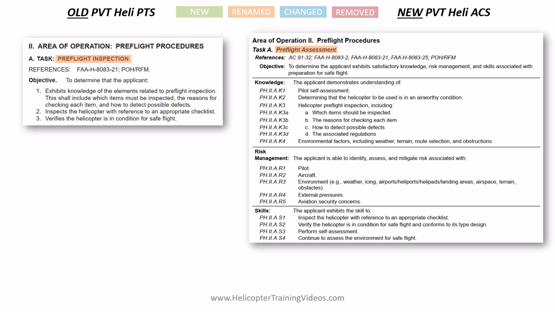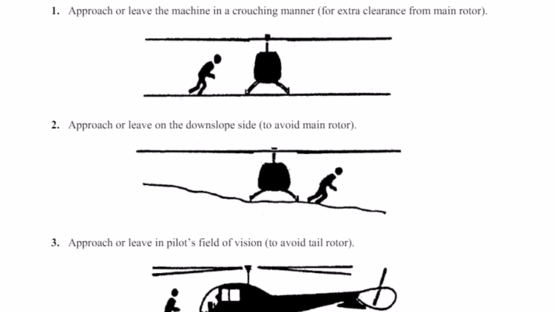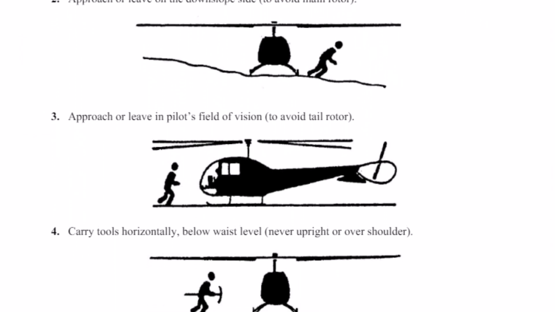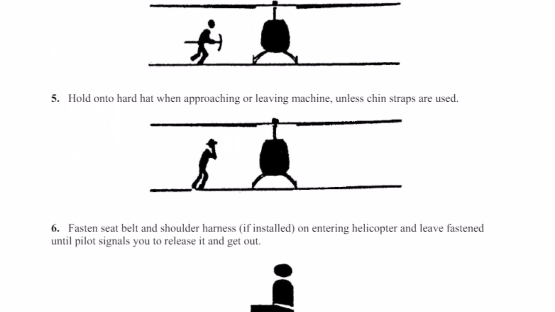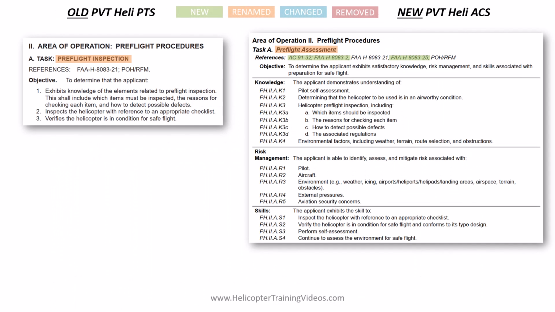First of all, let's have a look at the references. You can see there's a new reference added, AC 91-32. This is Safety In and Around Helicopters. Great resource. I'm not sure it fits so well here with any of the elements within this task. I think it would be better for flight deck management, which has some passenger briefing elements.